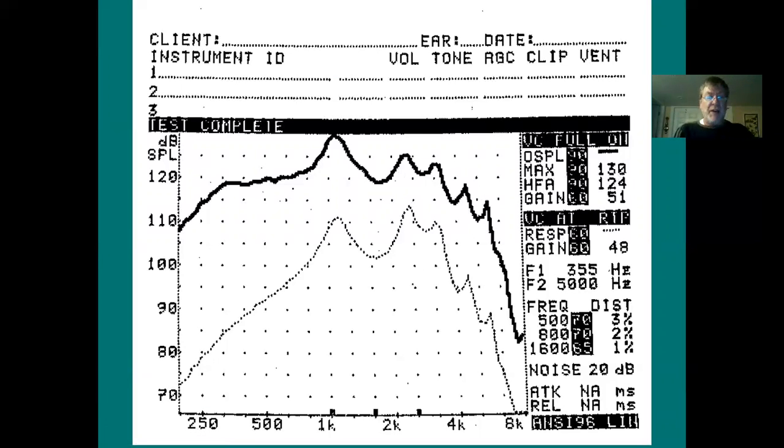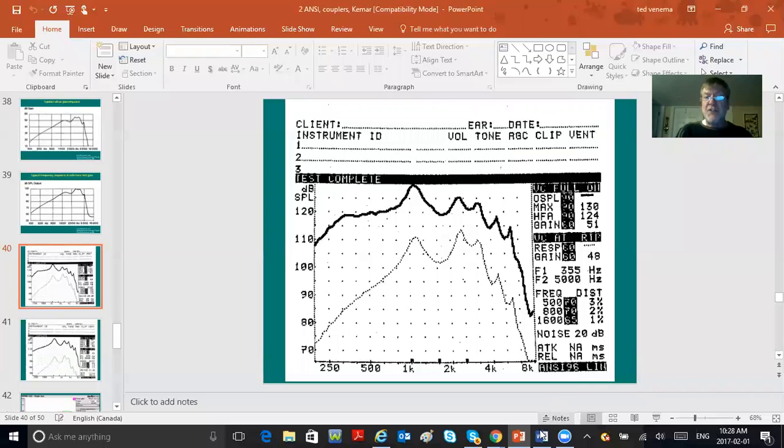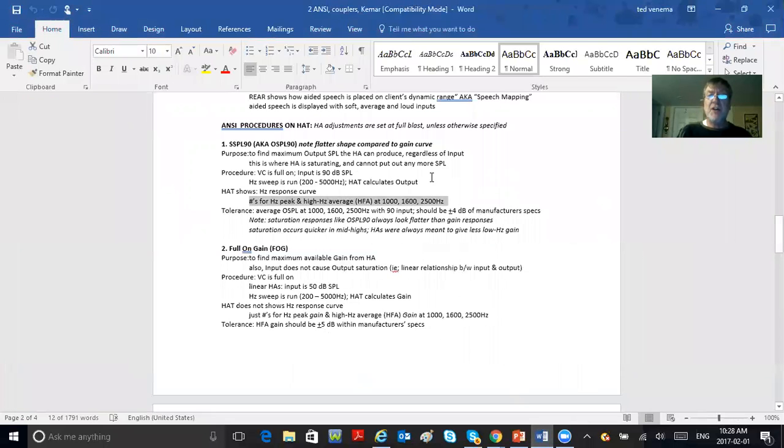Okay? Now that's that if you look at the 2nd measure. So now you've got this. Okay? It tells you all about it. It should show you the numbers for the peak and the high frequency average. So the response curve is first, then the peak, and the high frequency average.